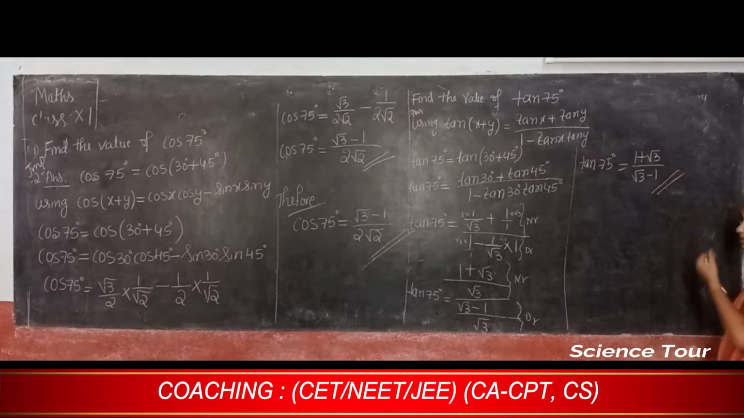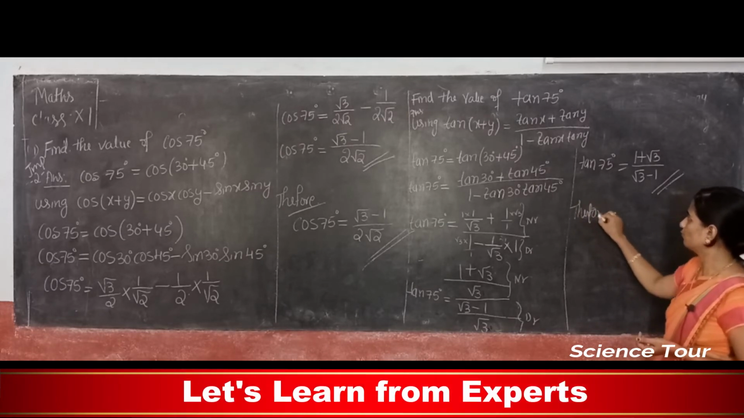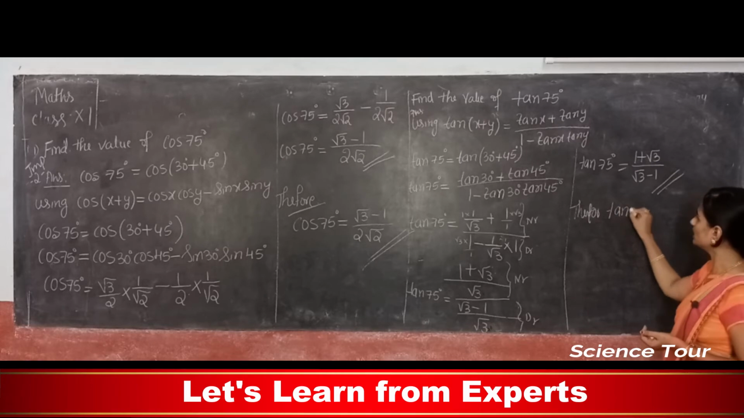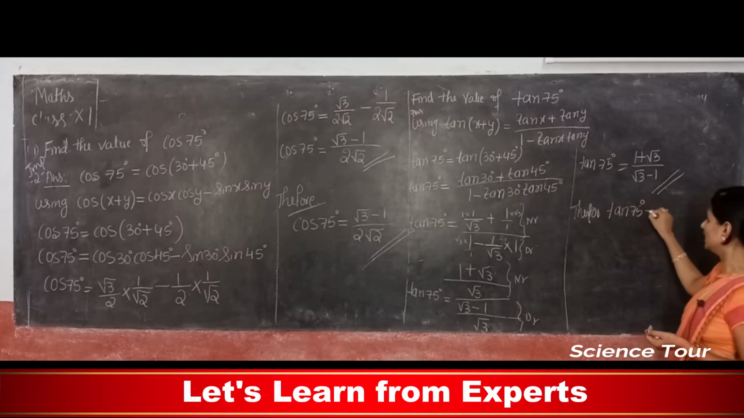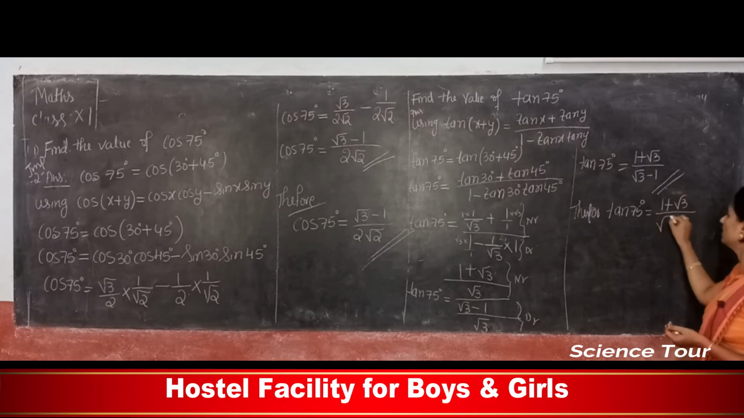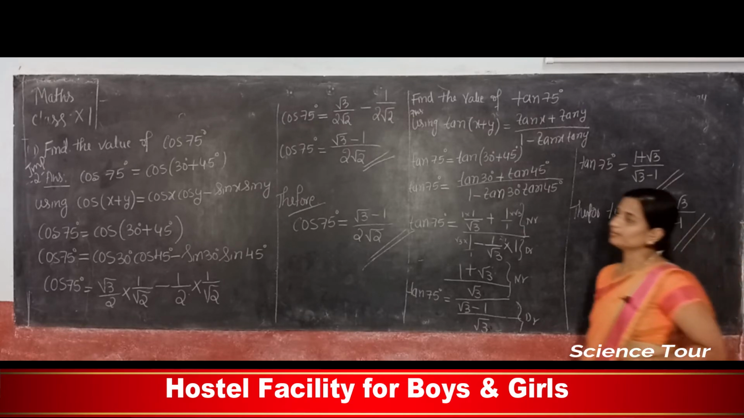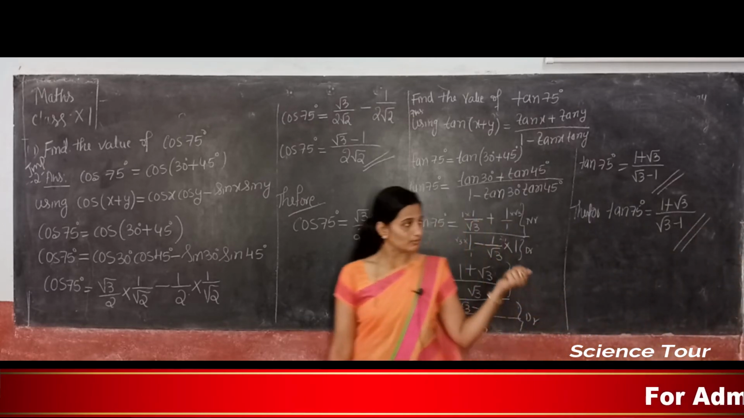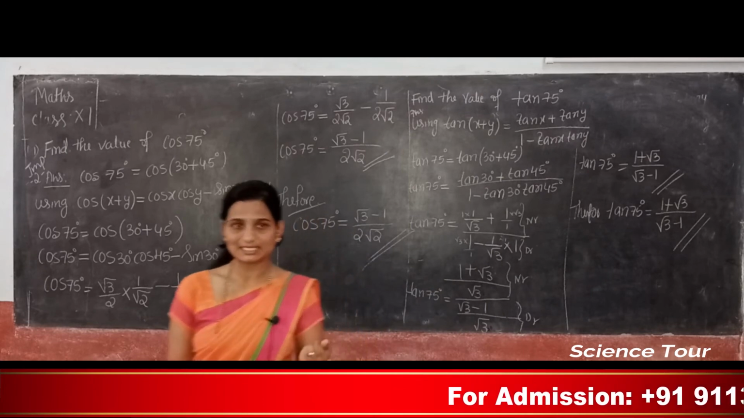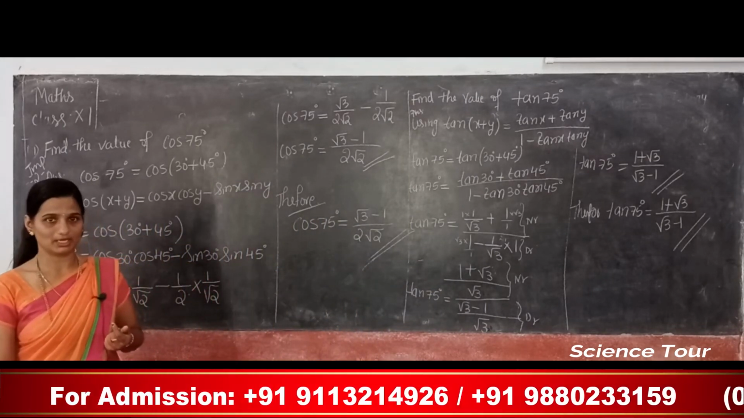Further you can simplify by rationalizing, that is not important. So therefore tan 75 degrees is 1 plus root 3 divided by root 3 minus 1. So this is important for 2 marks: find sin 75, cos 75 and tan 75.